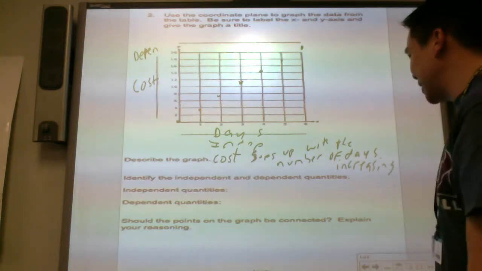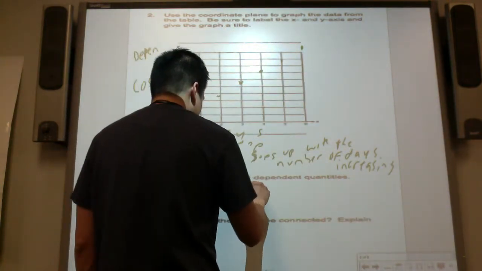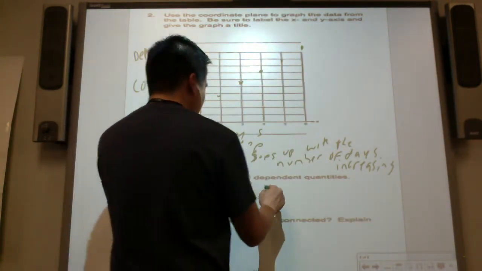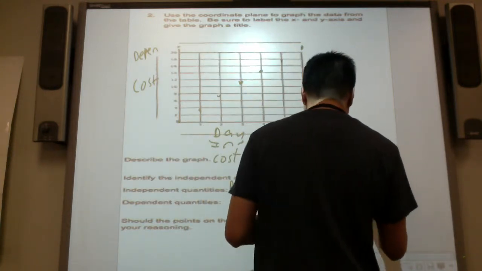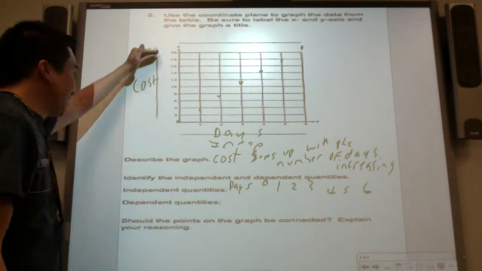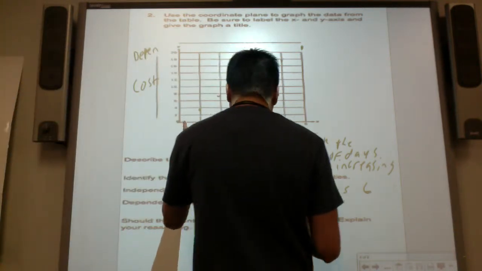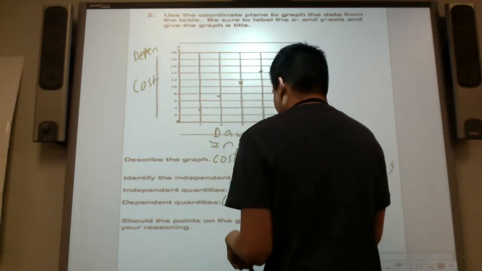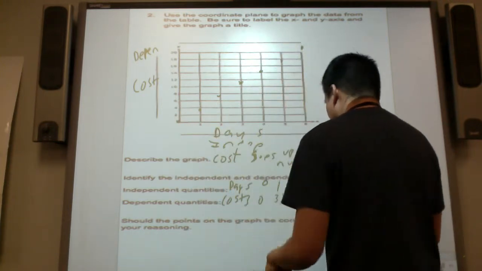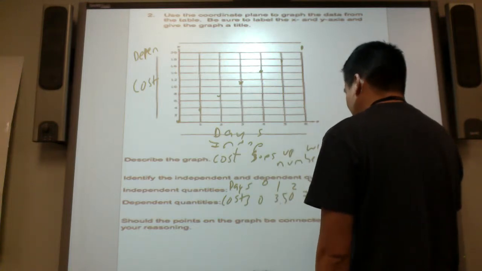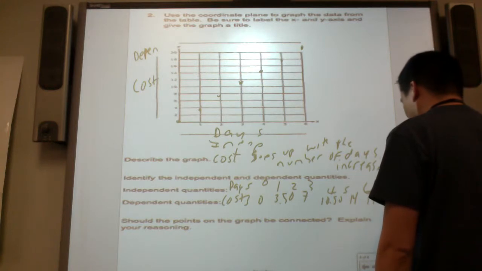Identify the independent and dependent quantity. So what is the independent? It's the days. And the days I got were 0, 1, 2, 3, 4, 5, and 6. What is the dependent? That's the cost. What sort of cost did I get out of this? I got 0, $3.50, $7, $10.50, $14, $17.50, and $21.